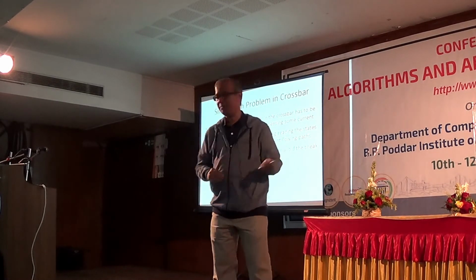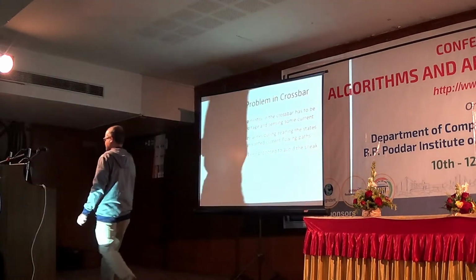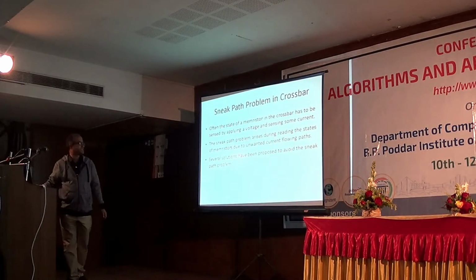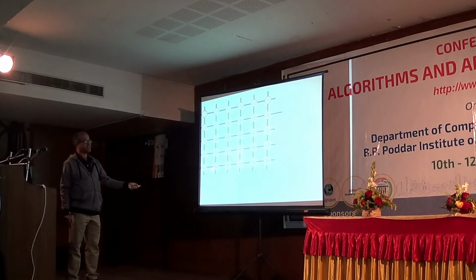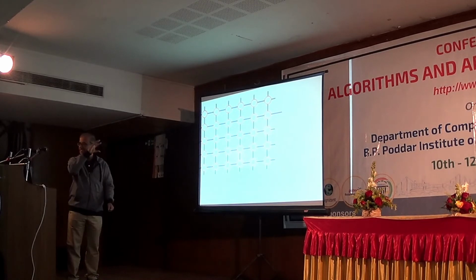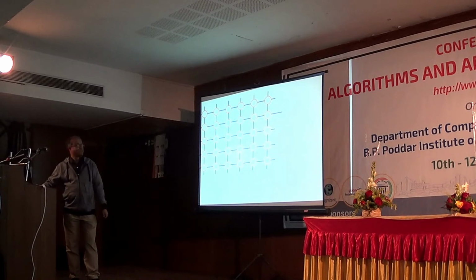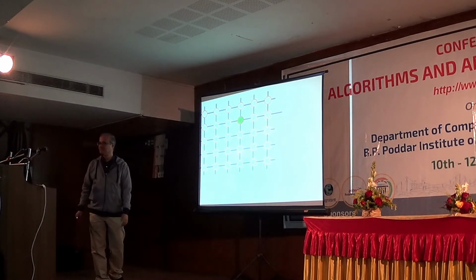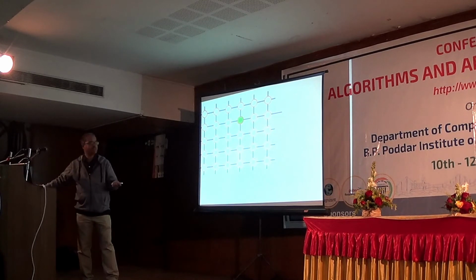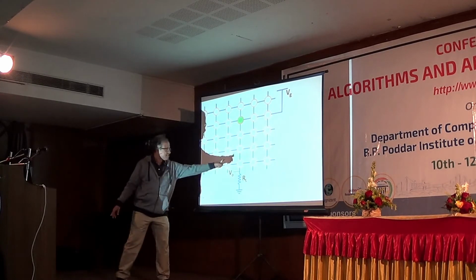Okay, how does it happen? Let's take an example to illustrate. This is called the sneak path problem. Suppose I have a crossbar like this: rows, columns, and these circles denote the memristors. Suppose I want to read the state of this memristor. A very simple way is that I apply a voltage on the row and I measure the current that is flowing in the column.